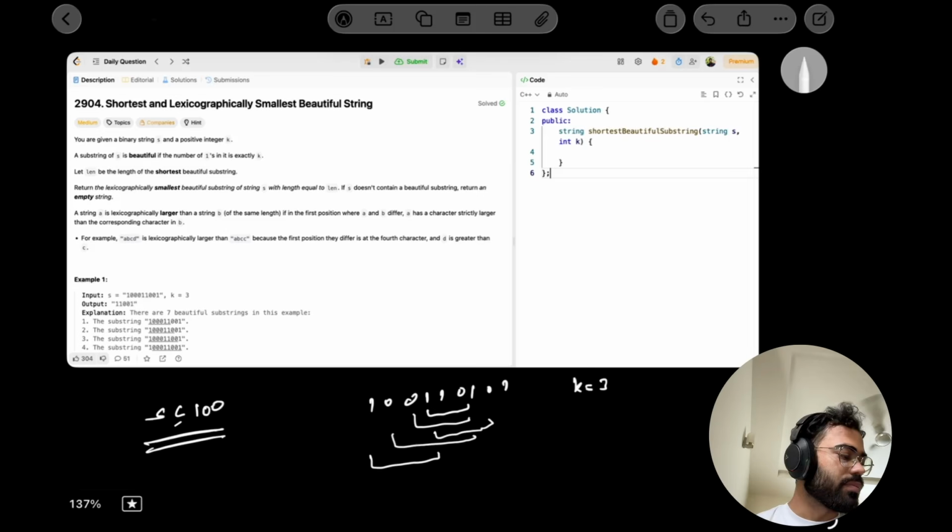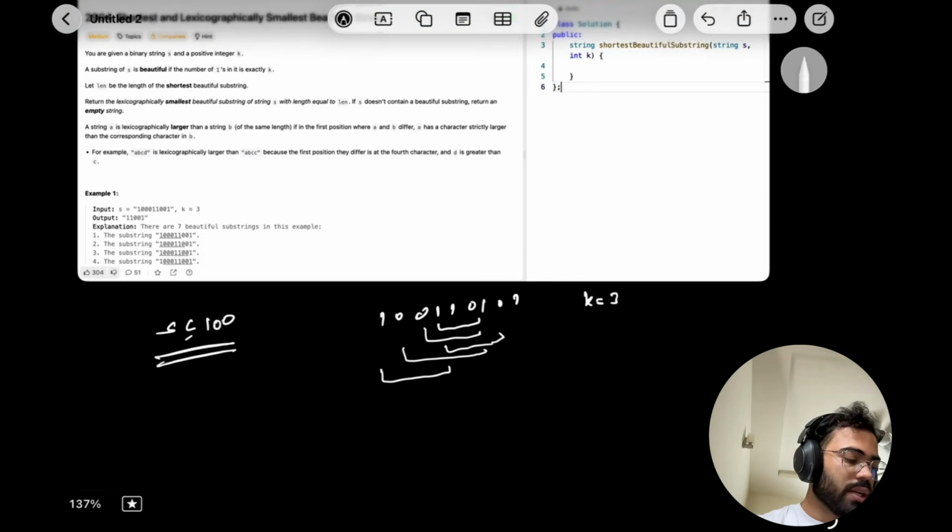Now let the length be the length of the shortest beautiful substring. And we have to return the lexicographically smallest beautiful substring. That means, say in the above case, this is the one that has length 4, right? So 1101, length equals 4. Then is there another one? No, I think there is no other than this. Okay, there is only one, so only this will be the answer.